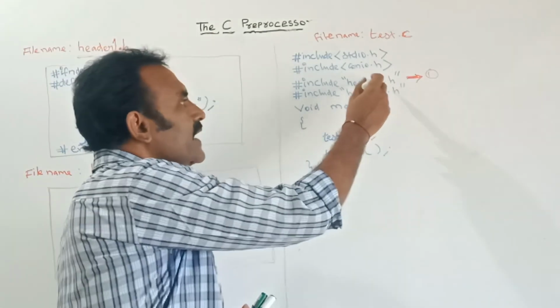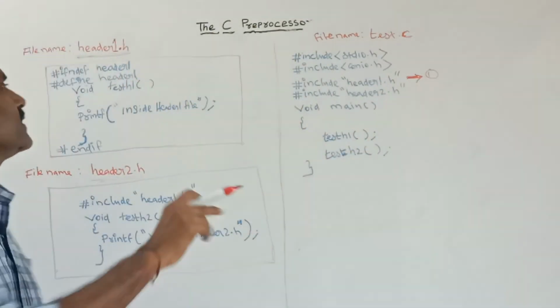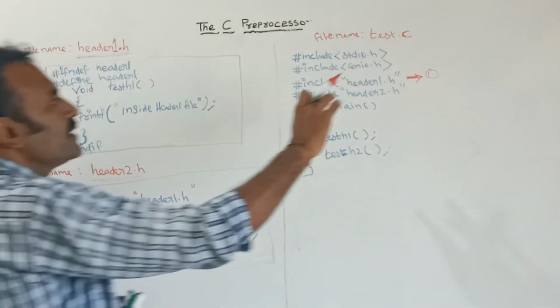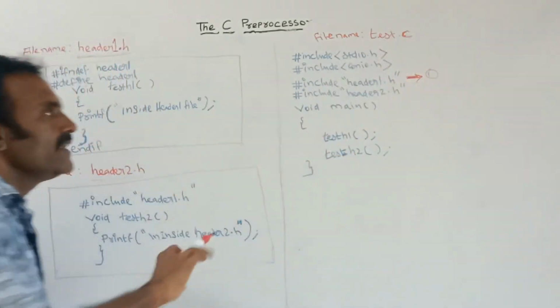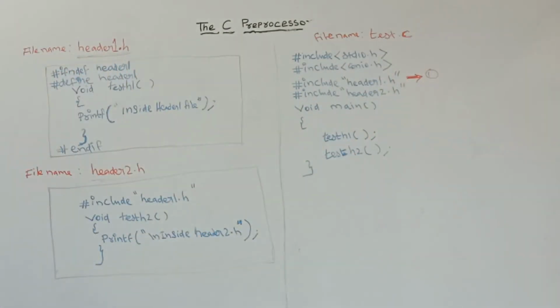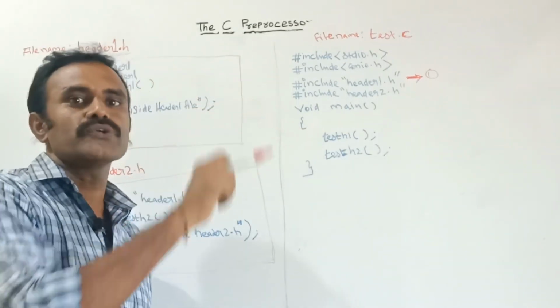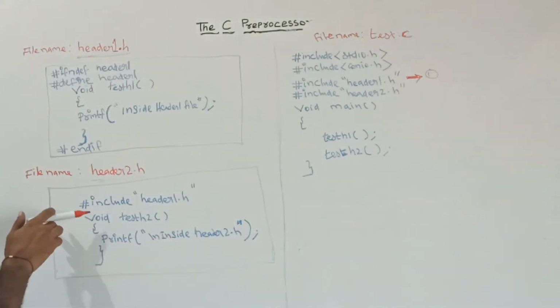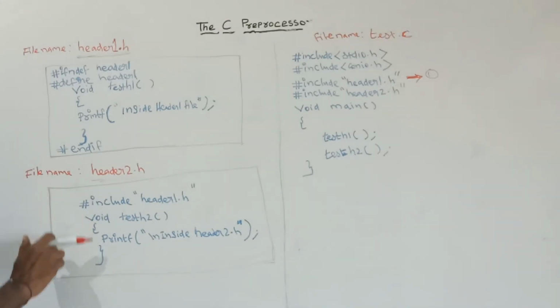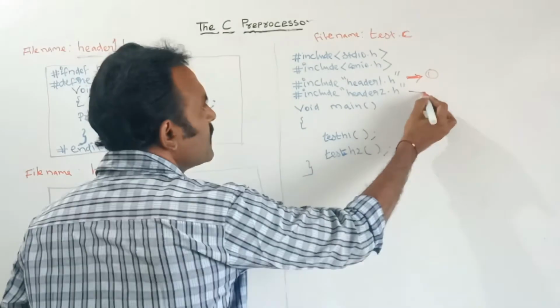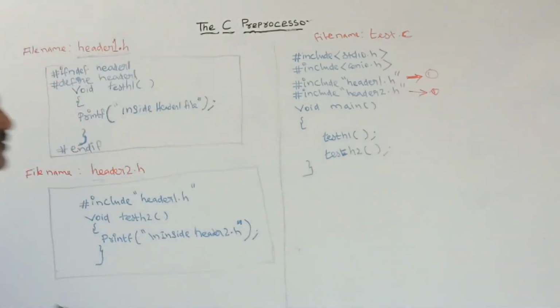But here header1 is already defined, so the condition is false, so the macro will not be considered the second time. So the second time it won't be included in our source code. After that, the remaining part, void test2.h, will be copied. This will be copied one time, so only a single time each and every time.